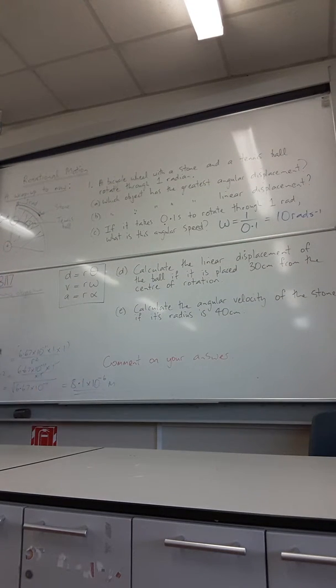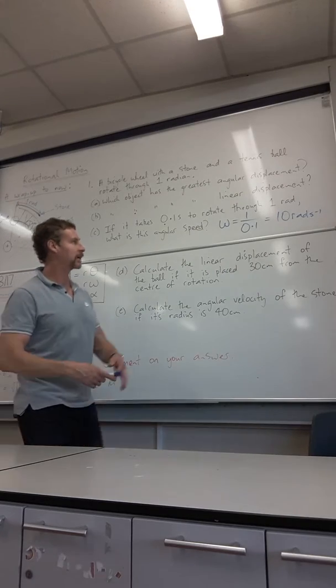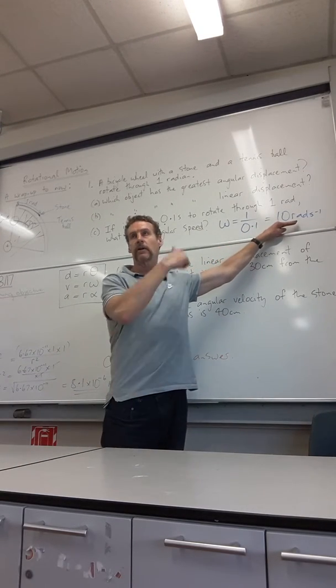So we've established what the angular displacement is. We've worked out what the angular speed is. If I said angular velocity, how would that change things? Well, which direction is it going? It's going anti-clockwise. So the angular velocity has got a direction, so I would say that the angular velocity is 10 radians per second anti-clockwise.